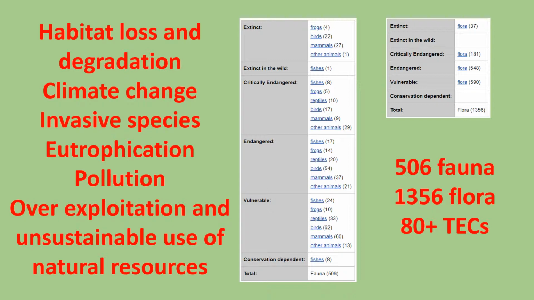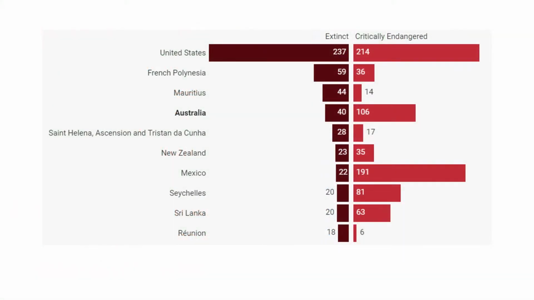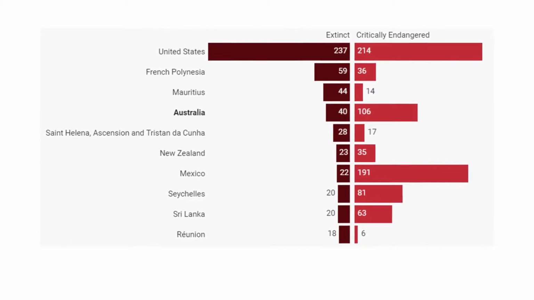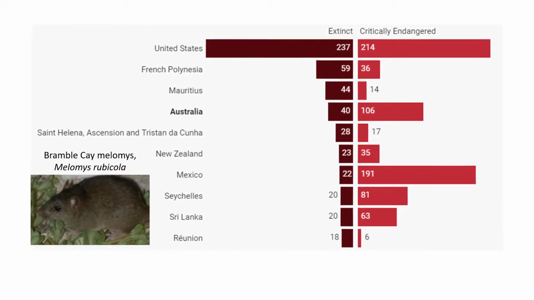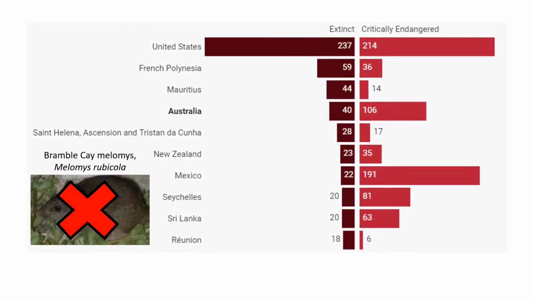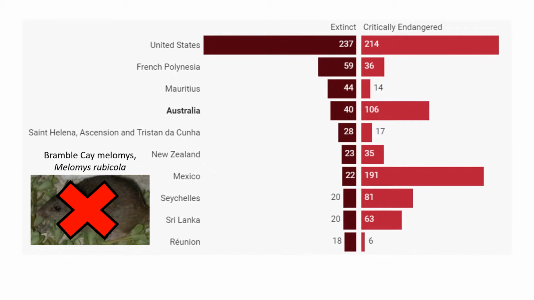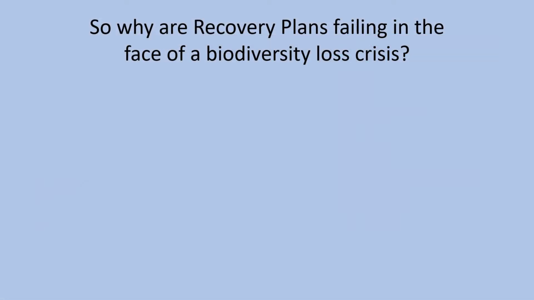Australia has the fourth highest number of extinct species in the world now, according to the IUCN. Australia also has the world's highest mammal extinction rate, and recently we have observed the world's first mammal extinction due to climate change. So why aren't recovery plans in Australia achieving greater success?